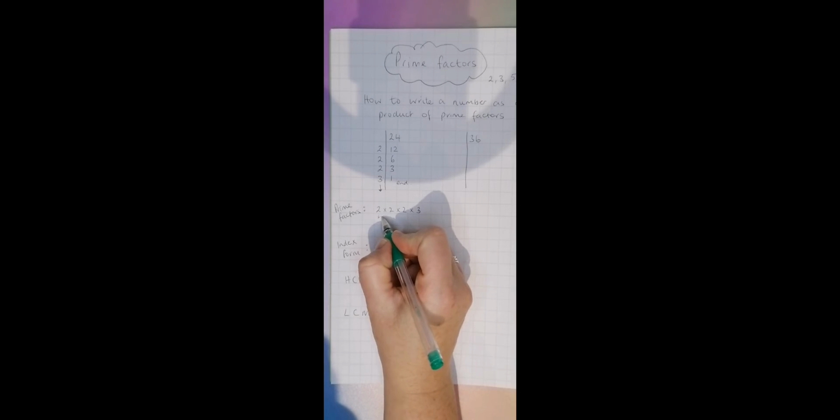So if I wanted to write my answer as a product of prime factors for 24, I've used the number 2 three times, so it's 2 times 2 times 2, and I've used one number 3. So that's the prime factors for 24. If we want them in index form, you'll see that we've used the number 2 three times. So we would write that as 2 to the power of 3, or 2 cubed, multiplied by 3. So that's your 24 written as a product of prime factors in index form.